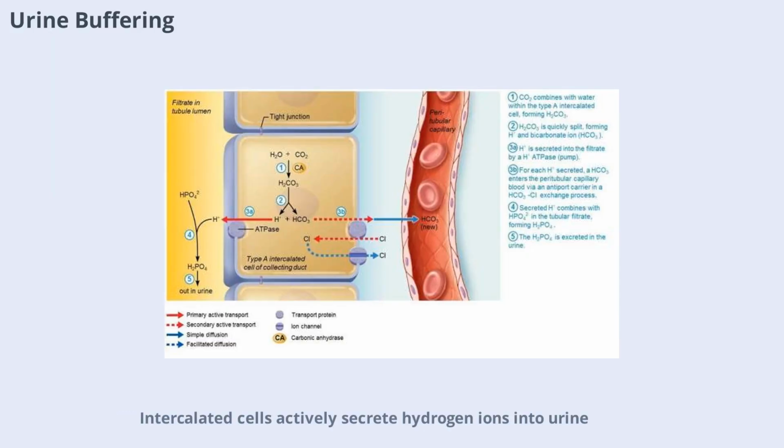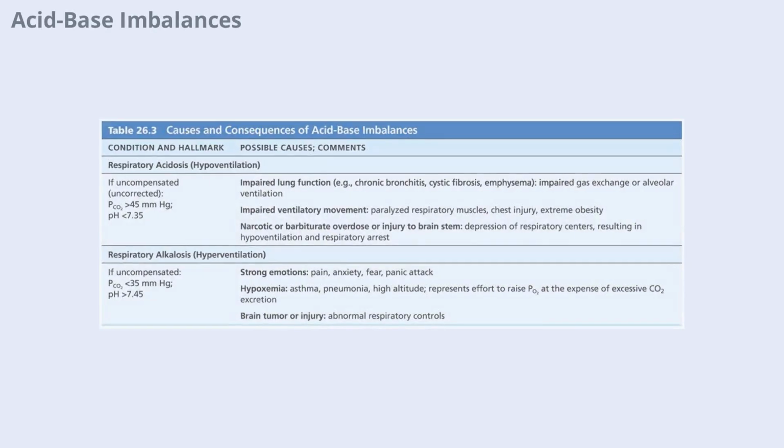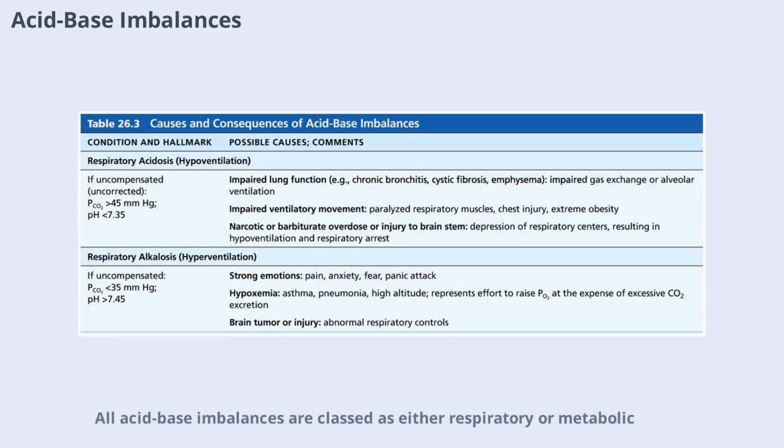Intercalated cells actively secrete hydrogen ions into urine, which are buffered by phosphates and excreted. New bicarbonate is generated in the process and moves into interstitial space, then passively into peritubular capillary blood, replenishing the alkaline reserve. All acid-base imbalances are classed as either respiratory or metabolic.